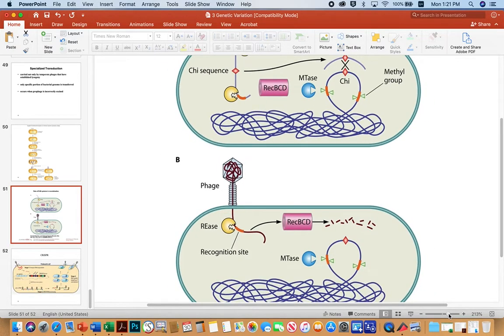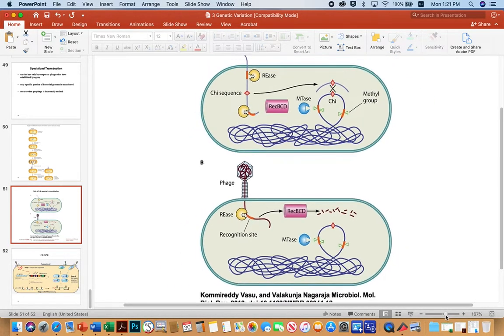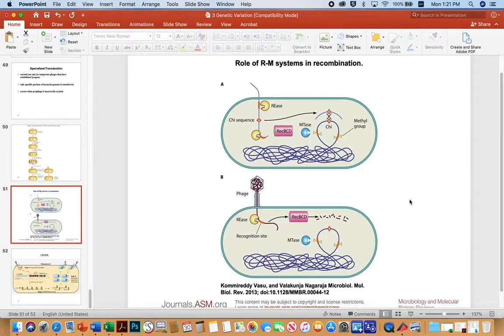So bacteria are not without any defenses in these particular cases. They have restriction modification systems. And so in this particular cartoon A here, the bacterium is in the process of receiving a piece of DNA. And so restriction enzymes or restriction endonucleases will cut that at very specific sites.